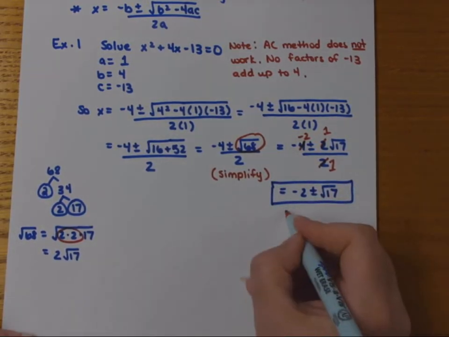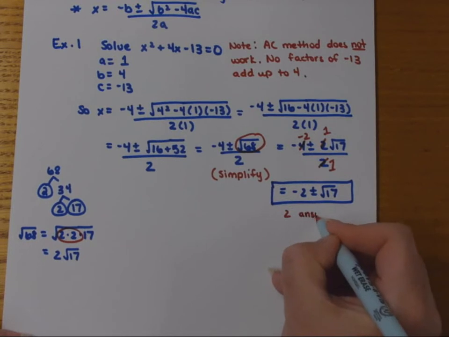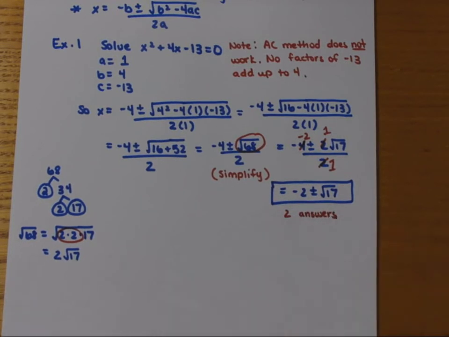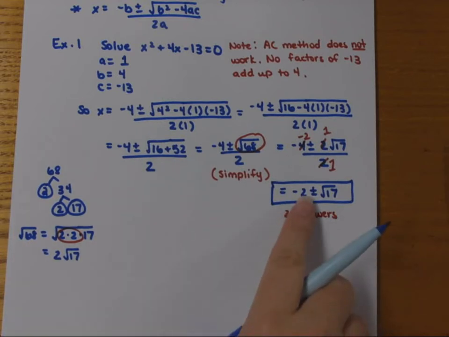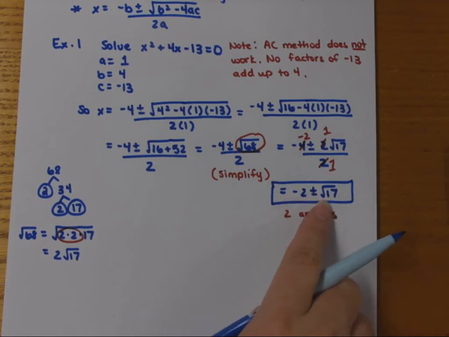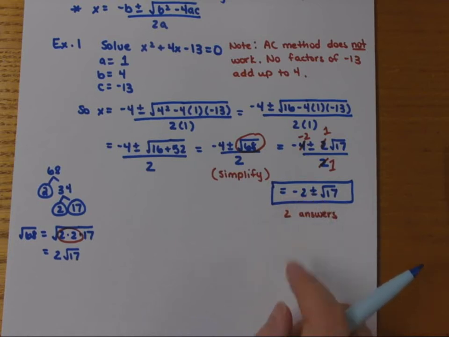Okay, so these may not be the most pleasant answers in the world, but it is 2 answers. For MyMathLab, it's actually going to want you to list those separately. So usually MyMathLab has you list different answers separated by a comma. So you would type in negative 2 plus square root of 17, comma, negative 2 minus square root of 17.